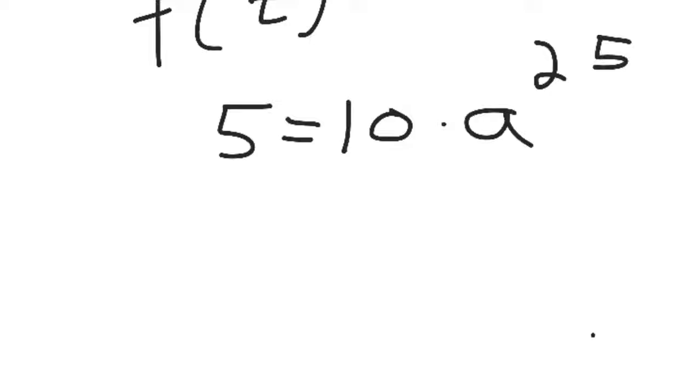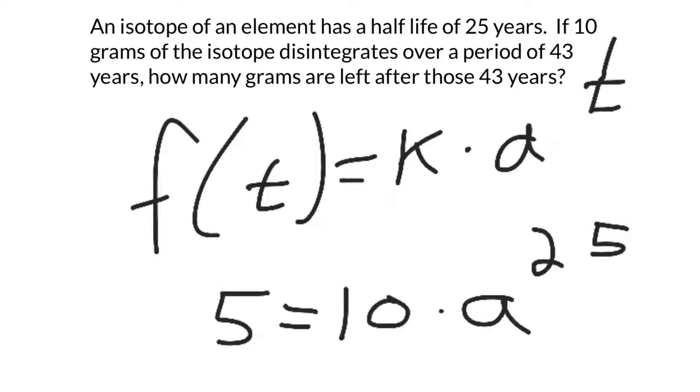And just a quick note, I haven't even talked about any of this other stuff here. I stopped as soon as I saw that I had the information for half-life, because as soon as you're told the half-life of an element or an isotope, then you can find A. And so you should wait before doing everything else until you know what A is.